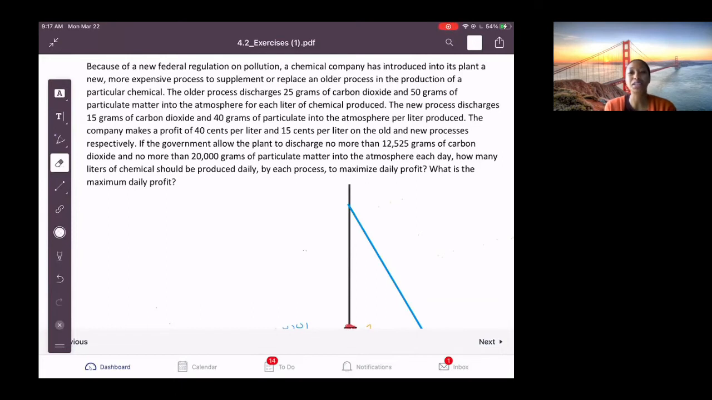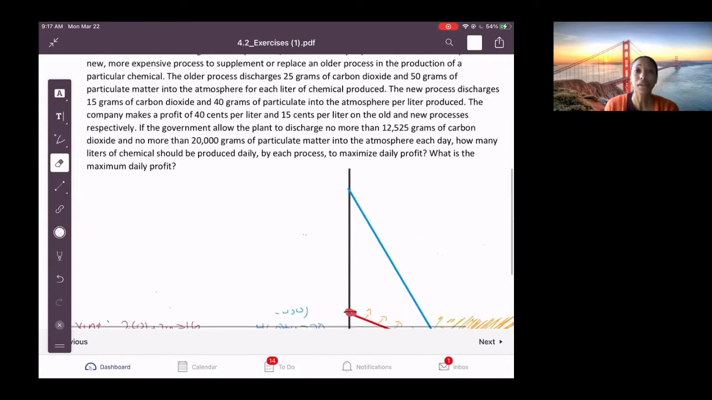This is saying that this company has a new method that they can use that'll minimize the amount of pollution that they have. If you look at the newer process, instead of discharging 25 grams of carbon dioxide like the older process did, it only discharges 15 grams. And it only has 40 grams of particulate matter compared to 50 grams of particulate matter from before. So the idea is this new process lets off less pollution, okay? So that sounds good, right?